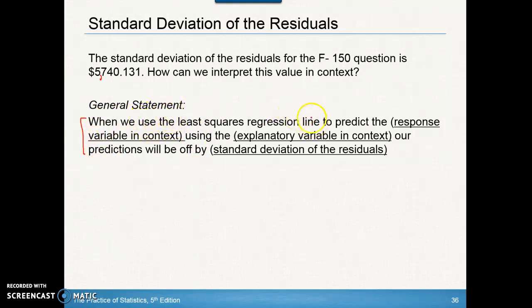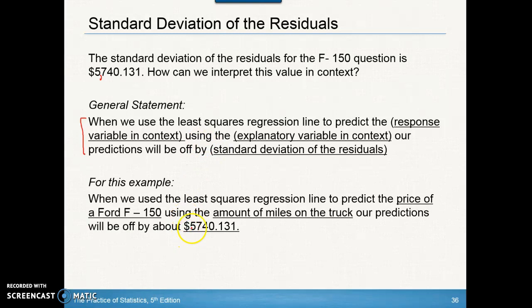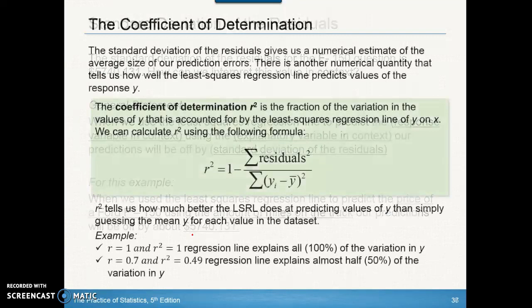So when we use the least squares regression line to predict, then you're going to fill in your response variable, the cost, using the explanatory variable, miles. Our predictions will be off by, and then state how much. So here's what that's going to look like for this example. When we use the least squares regression line to predict the price of an F-150 using the amount of miles on the truck, our predictions are going to be off by $5,740. How much are your predictions off of your predicted value?